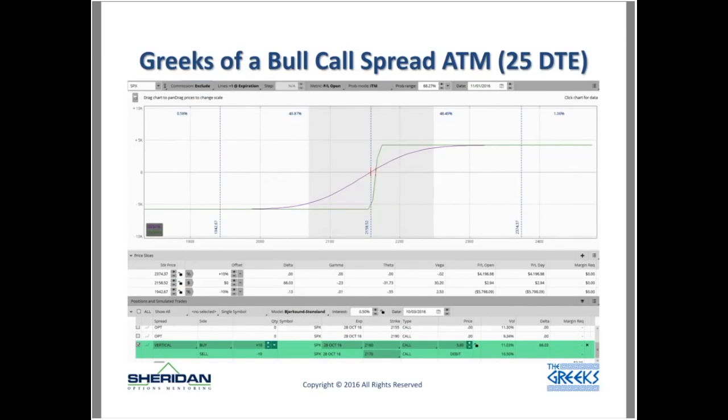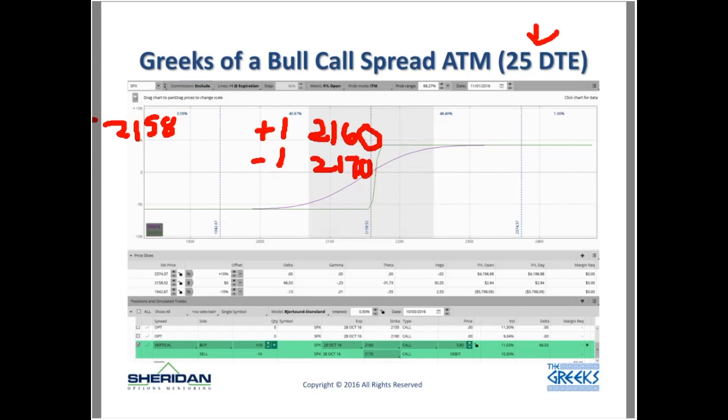The Greeks of a bull call spread, here's an example with SPX at 2158. I'm going to have a couple quiz questions in a second, and we'll see how you guys do. I'm buying, in this example, a 25-day, this is in October, one 2160, basically at the money, and selling one 2170 call, 25 days out. And I pay about $580.